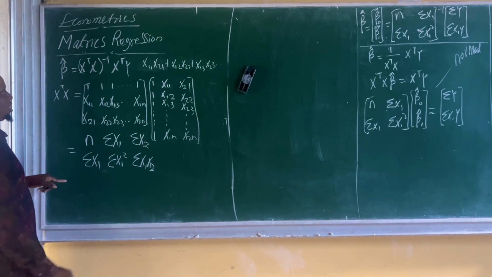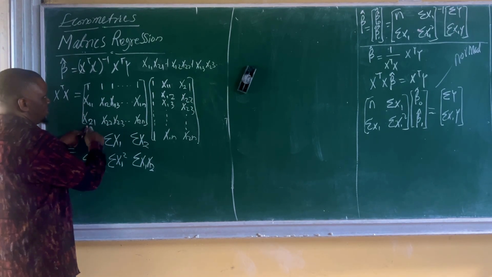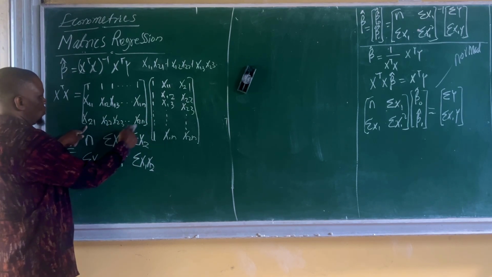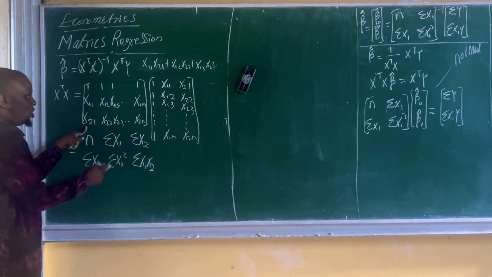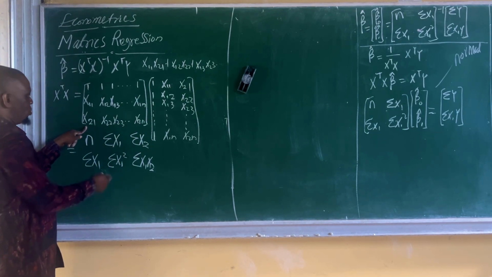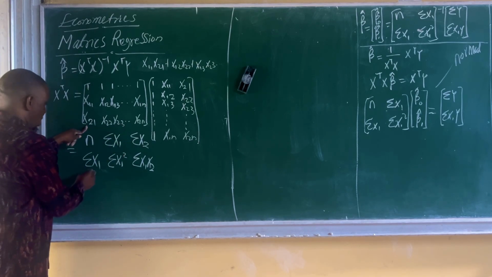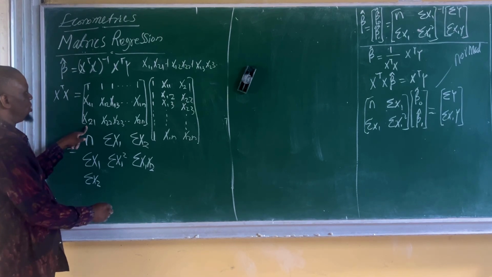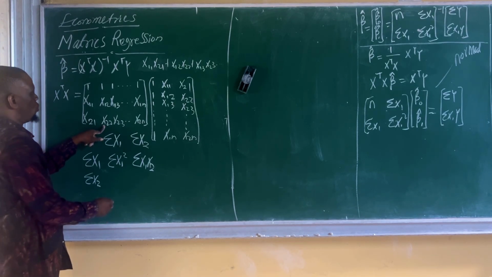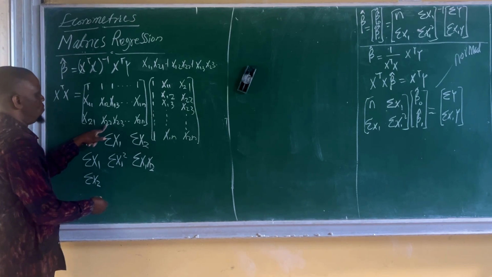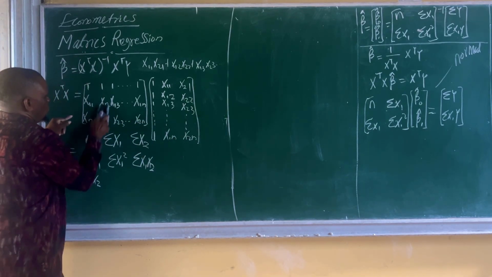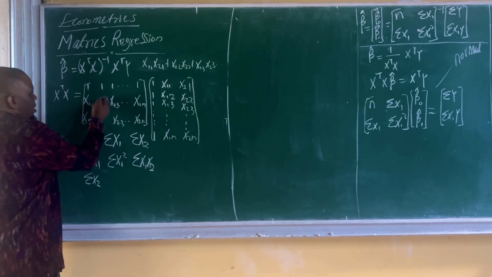Now, the next thing is to multiply this by the first column. 1 times all of this will remain the same thing, which ultimately will give us the summation of x2. Now, the second one will be x22 times, I hope you're seeing that there's a space in between here, so you don't get it wrongly.